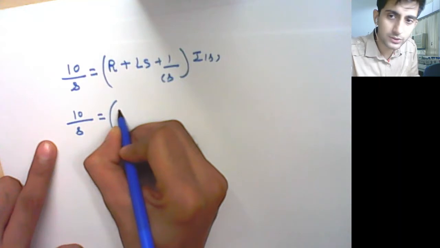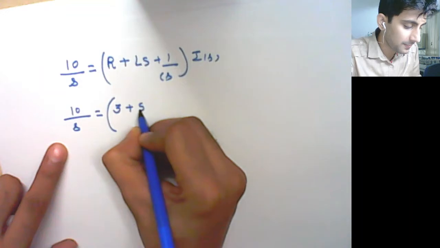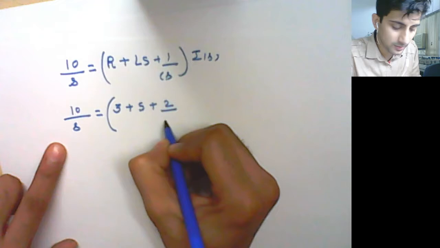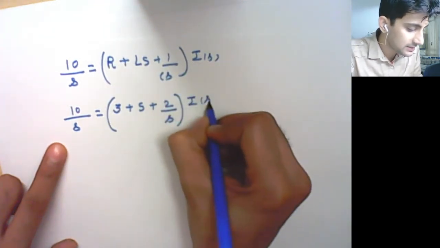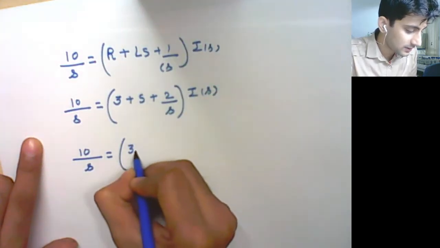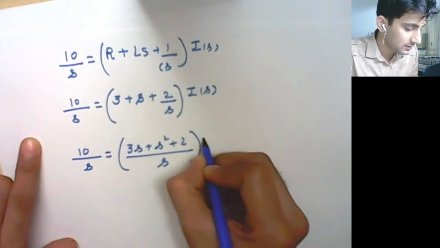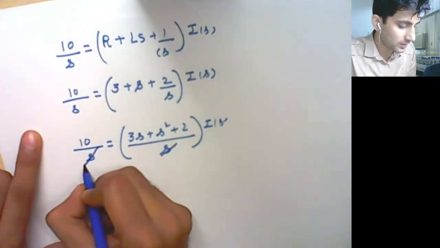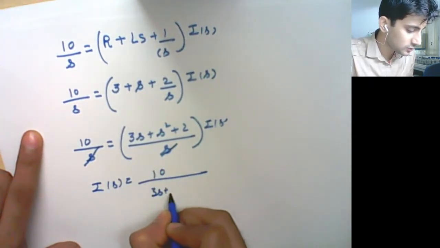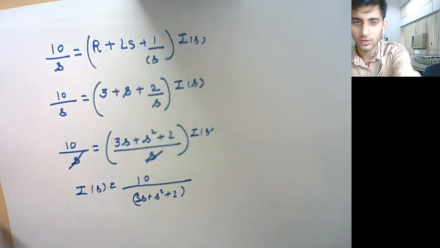So R was equal to how much? 3, L was equal to 1, C was equal to 0.5. So 0.5 will go up, it would be 2 by S. Done. You can take it as IS. Now I can write this as 10 by S is equal to 3S plus S square plus 2 upon S into IS. So S and S cancel. You get IS is equal to 10 upon 3S plus S square plus 2. Okay, you got it in this way.